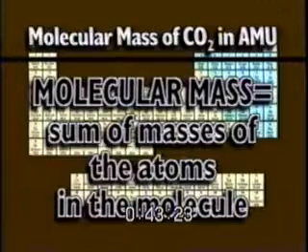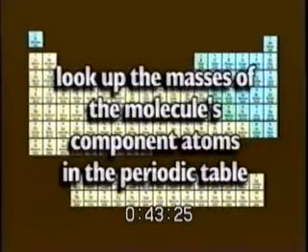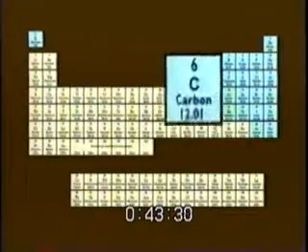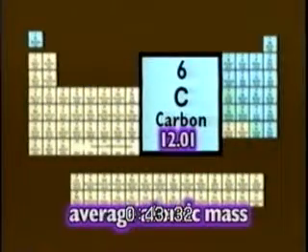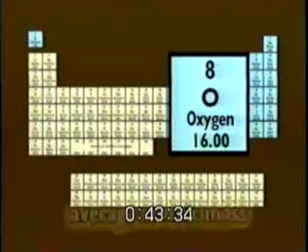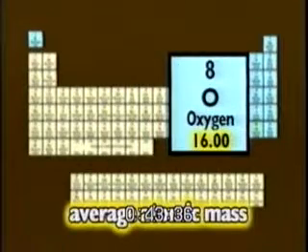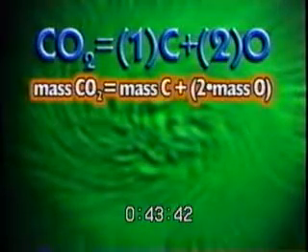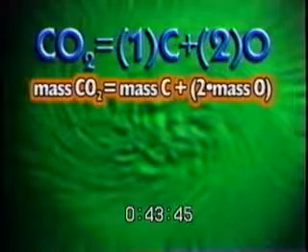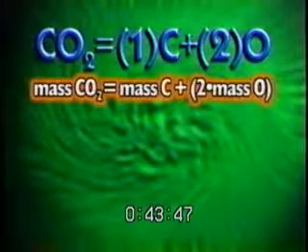So the first thing we have to do is look up the masses of the molecule's component atoms in the periodic table. Carbon has a mass of 12.01 AMUs, and oxygen has a mass of 16.00 AMUs. CO2 is made of 1 carbon atom and 2 oxygen atoms, so the mass of 1 molecule of carbon dioxide equals the mass of 1 carbon atom plus the mass of 2 oxygen atoms.